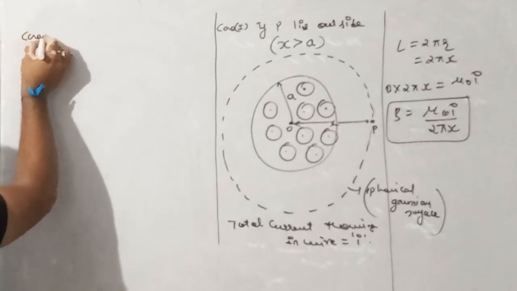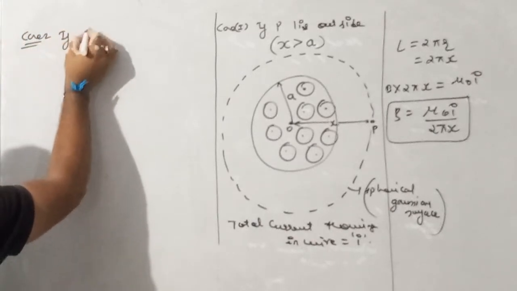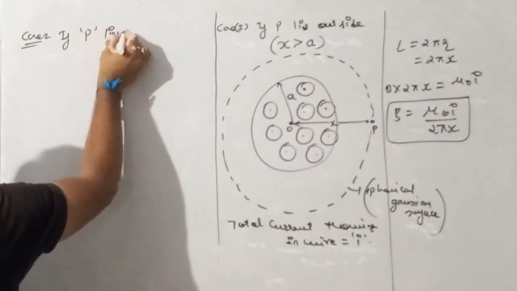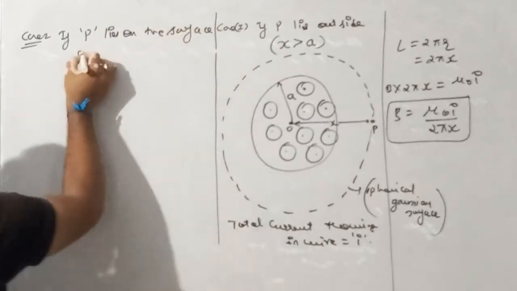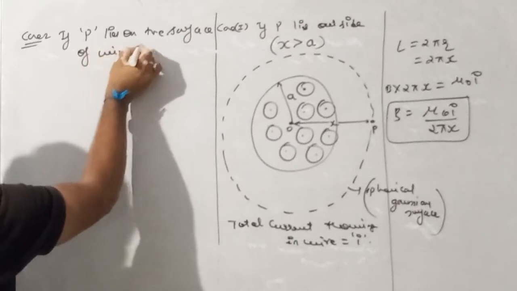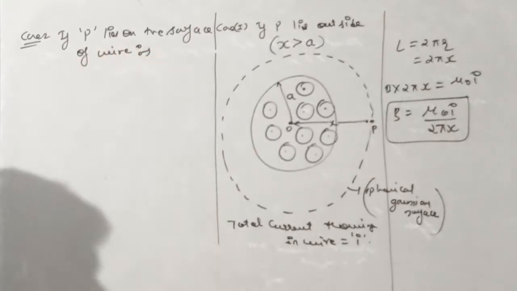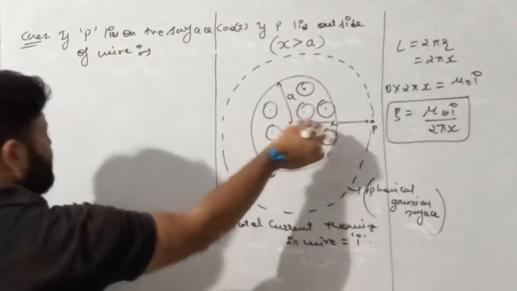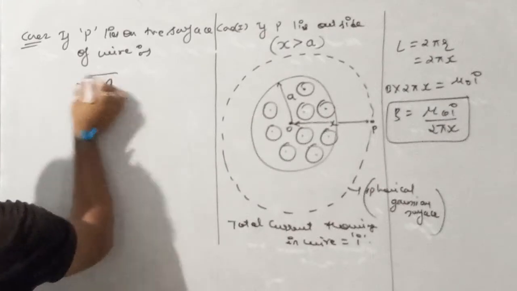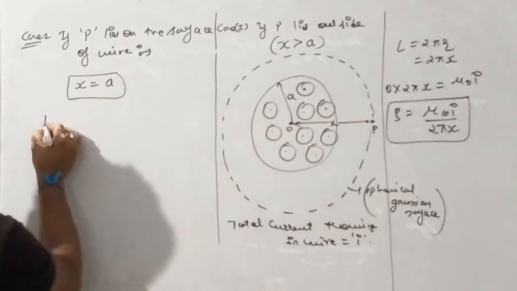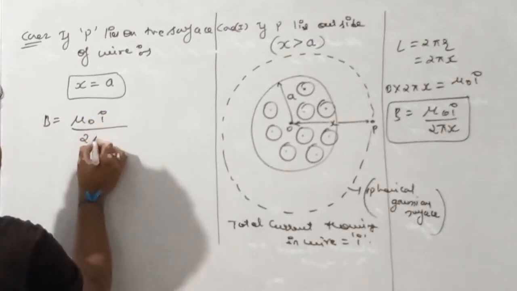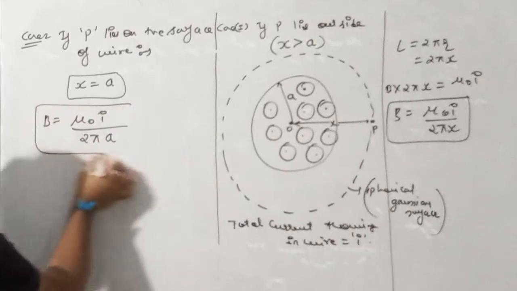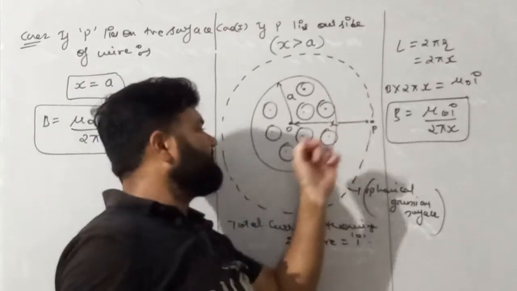So if P lies on the surface of the wire, then x becomes equal to A. Now see, the value of the magnetic field is mu naught I upon 2 pi x. Instead of x, I'll write A because P lies on the surface.